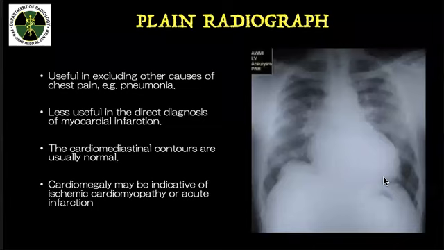So this one, again, plain radiograph. It is useful in excluding other causes of chest pain, including pneumonia. Less useful in the direct diagnosis of MI. The cardiomediastinal contours are usually normal, and cardiomegaly may be indicative of ischemic cardiomyopathy or acute infarction.